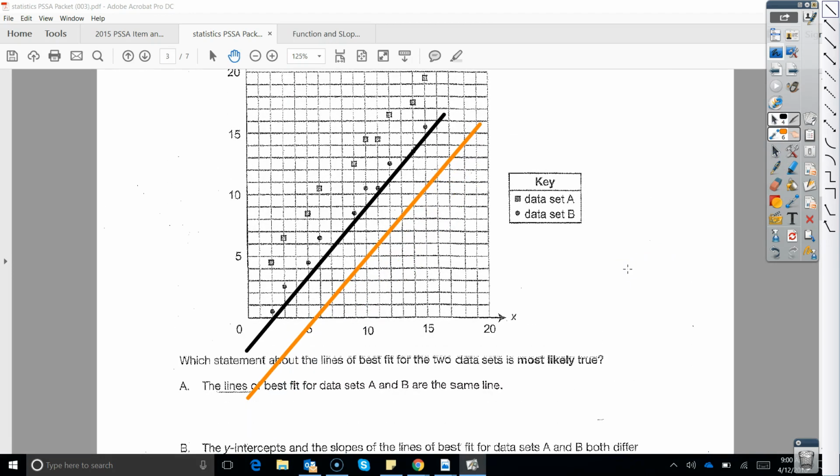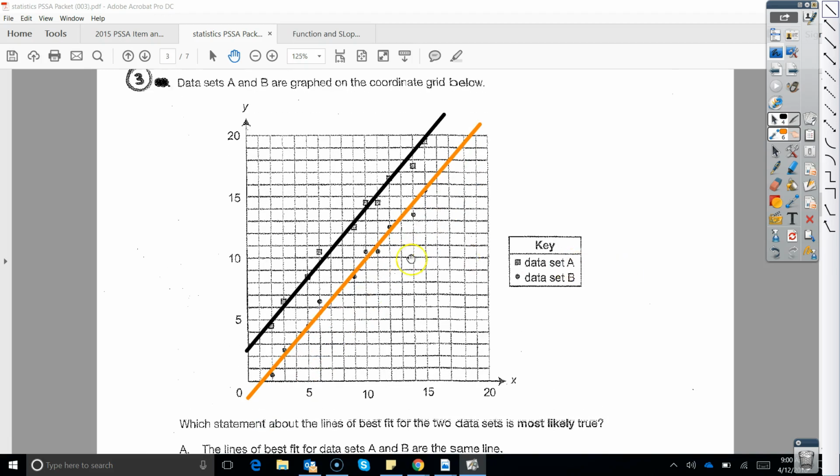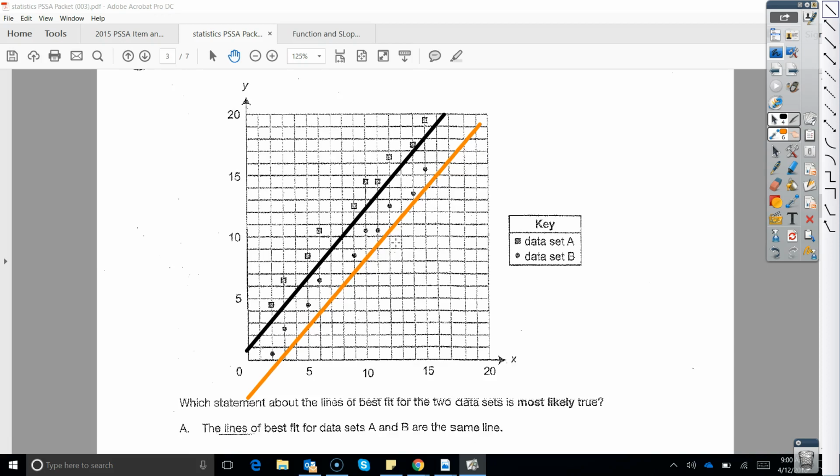For choice A, it says the lines of best fit for the data sets are the same line. Are these two lines at the exact same spot, sitting on top of each other? In our case, we can say no. So I know that I can eliminate A as an answer choice.